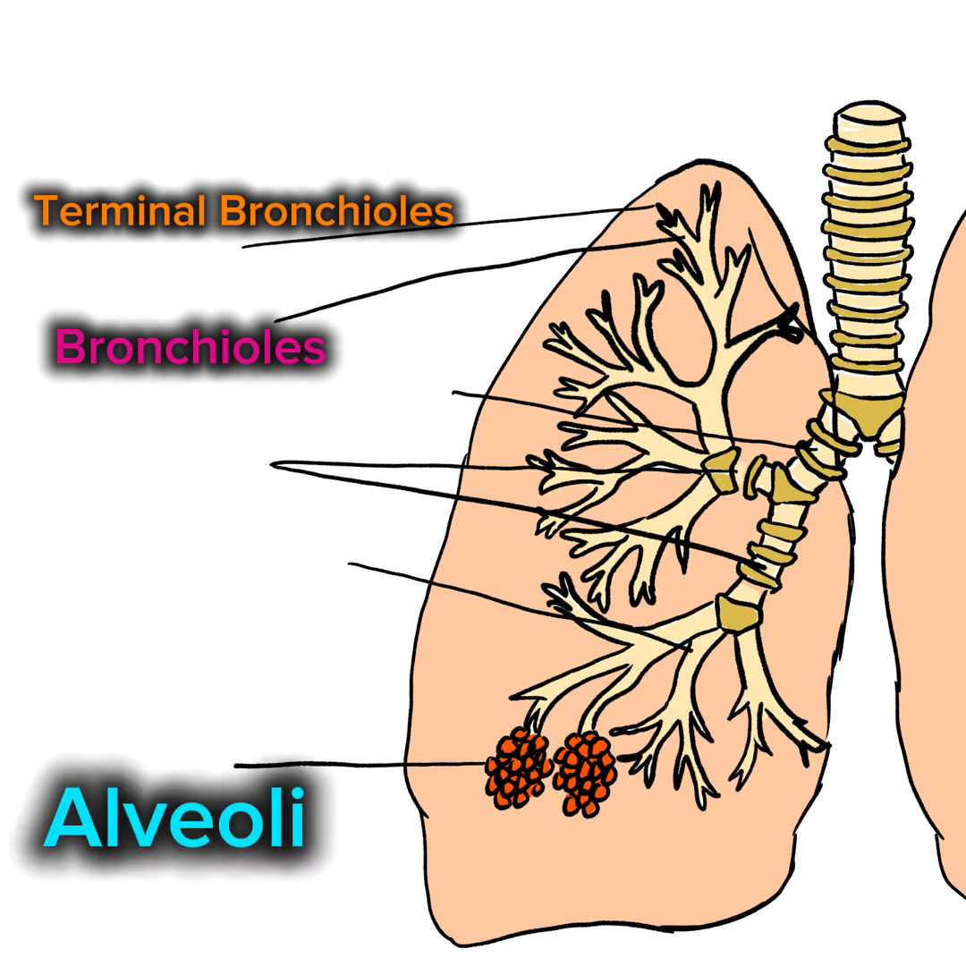The bundle of orange circles at the bottom are the alveoli. They are microscopic air sacs found on respiratory bronchioles and the ends of alveolar ducts. There are millions of these in each lung, and they are the main site for gas exchange.